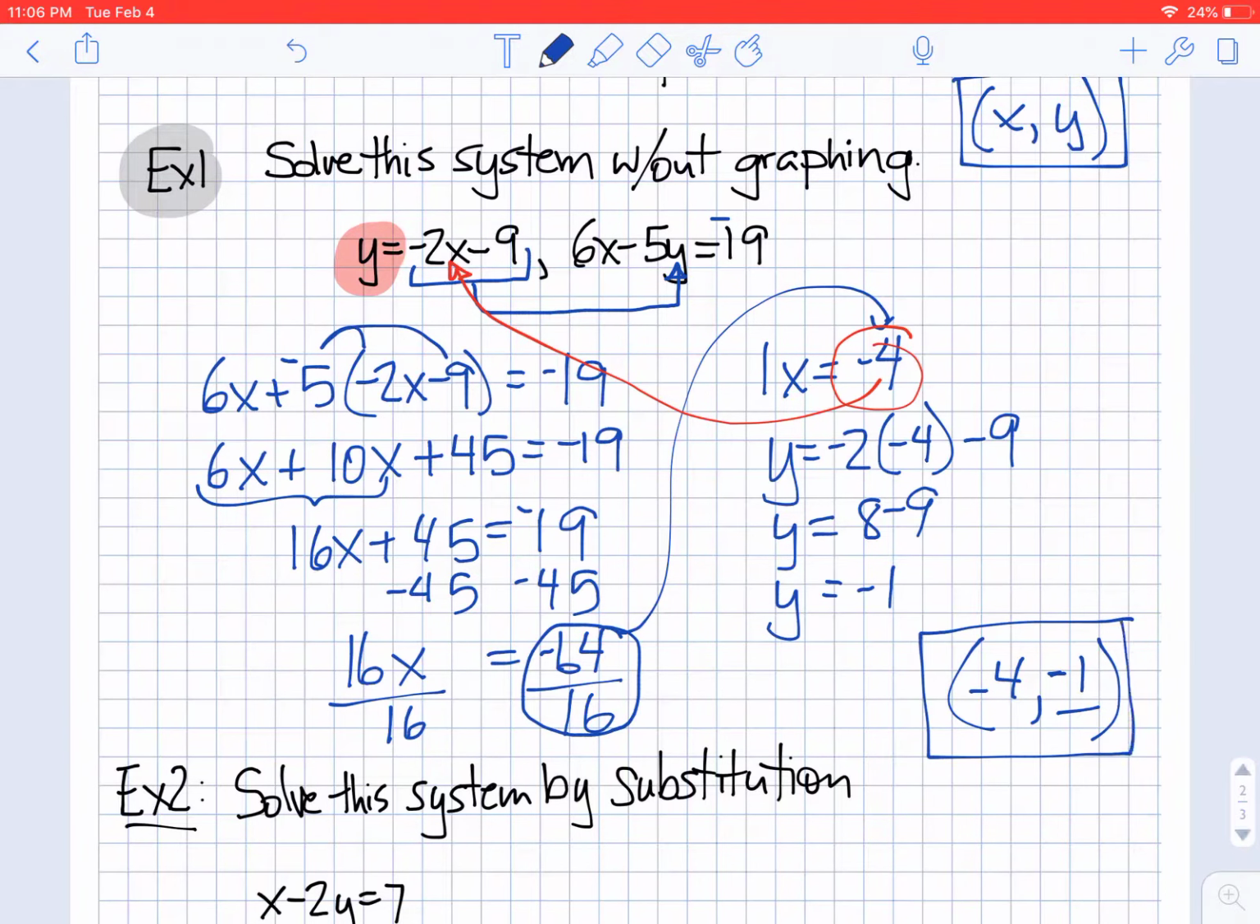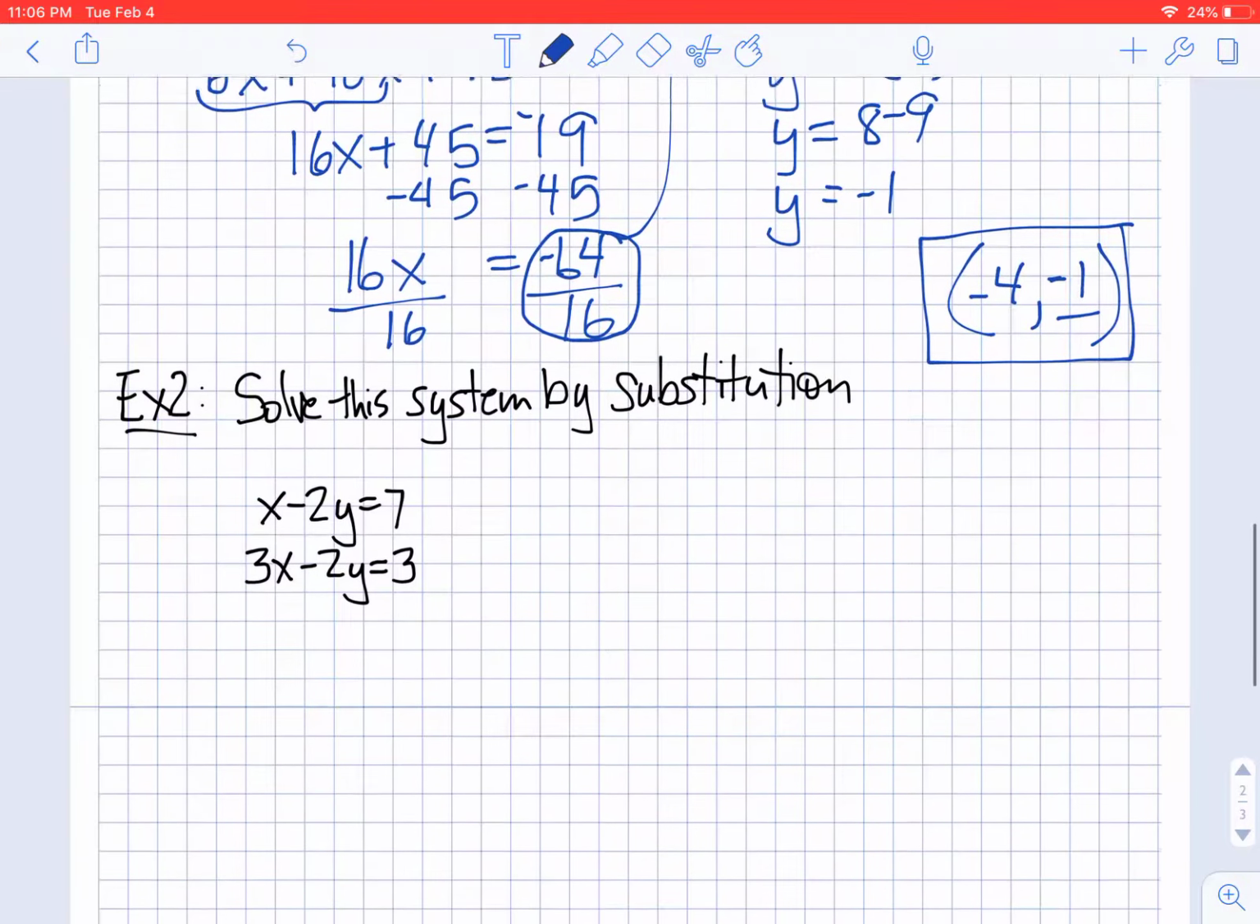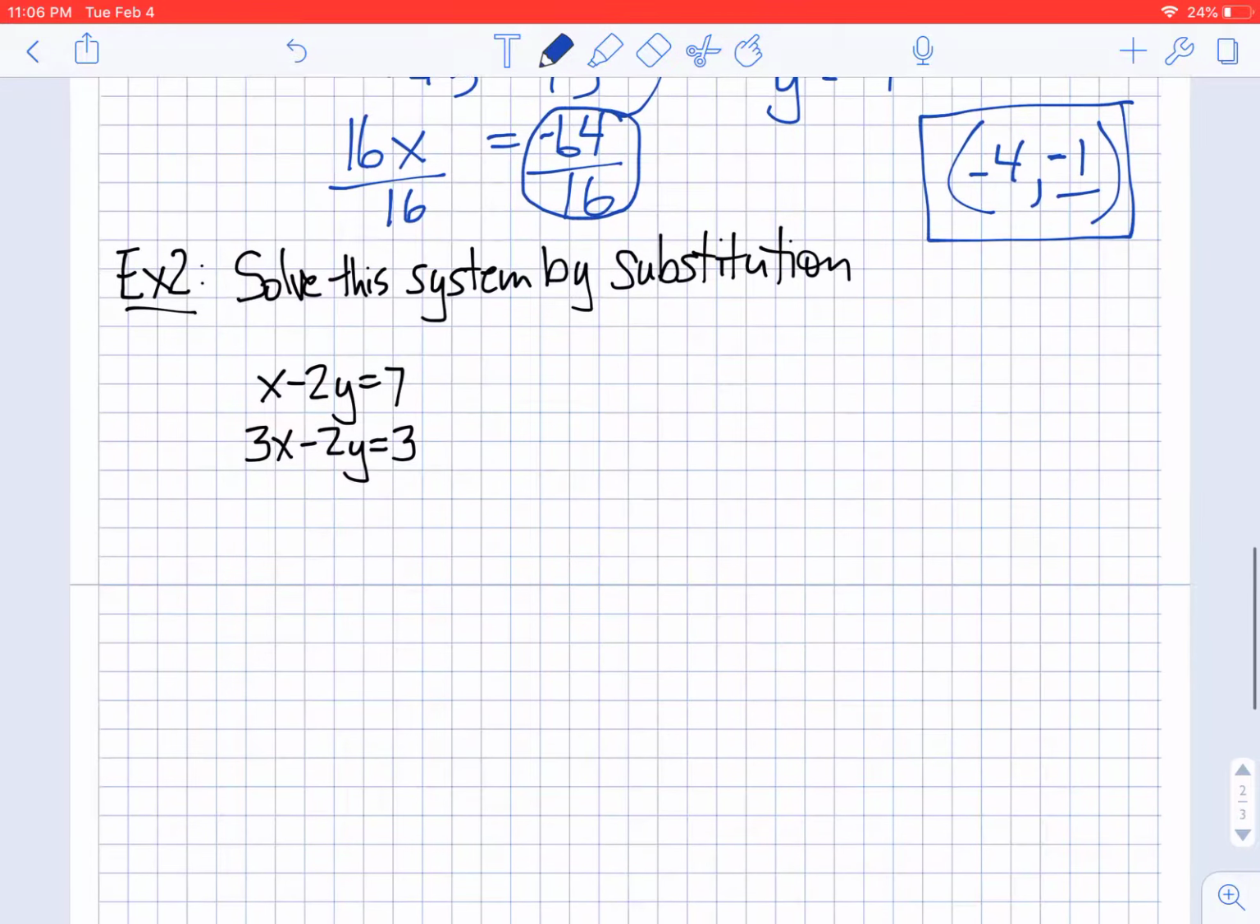So there is my answer, negative 4, negative 1. It works in both the equations. It's where these two lines would meet if we had time to go graph them.